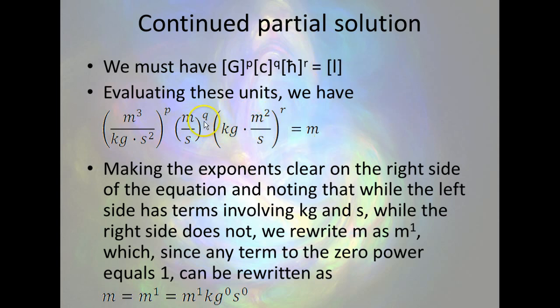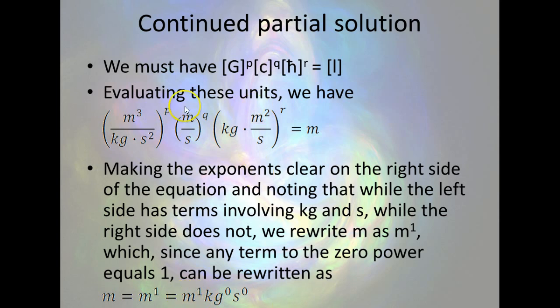So now we're going to distribute these exponents through all of these quantities. So for example, this will become meters to the 3p over kilograms to the p seconds to the 2p, all in the denominator, with meters to the 3p being in the numerator. This will become meters to the q over seconds to the q, and this will become kilograms to the r times meters to the 2r over seconds to the r. And all of that's got to be equal to meters. And again, meters is really meters to the first power. And since we don't have any kilograms or seconds here, but we have them here, we'll just say, okay, that's kilograms to the 0 power times seconds to the 0 power. After all, that's 1 times 1, which still leaves this unchanged.